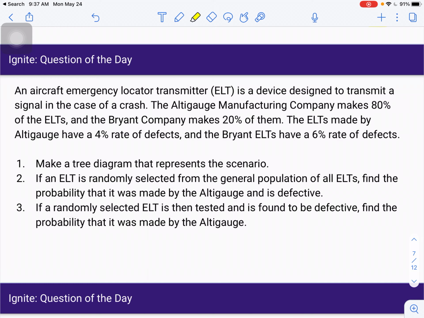Number 1 says, make a tree diagram that represents the scenario. Number 2, if an ELT is randomly selected from the general population of all ELTs, find the probability that it was made by AltaGauge and is defective. And number 3, if a randomly selected ELT is then tested and found defective, find the probability that it was made by AltaGauge.